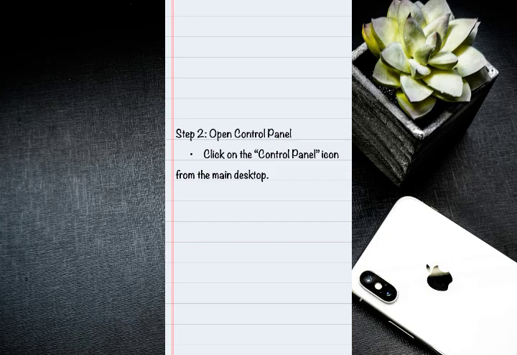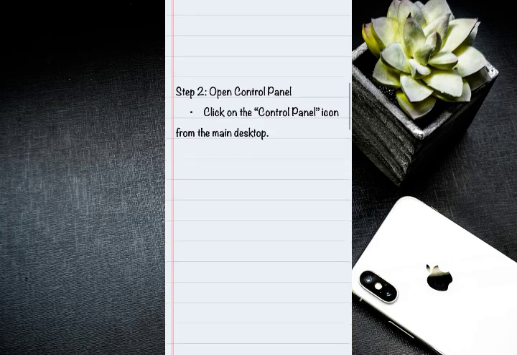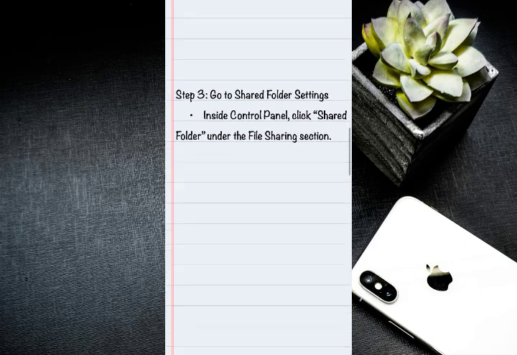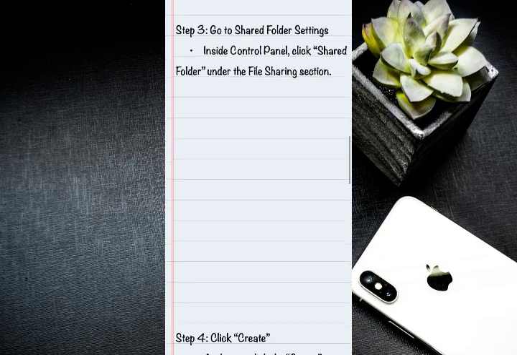Then on step 2, you have to open your control panel. So click on the control panel icon from the main desktop. Then on step 3, you have to go to the shared folder settings. So in the control panel, click shared folder under the file sharing section.